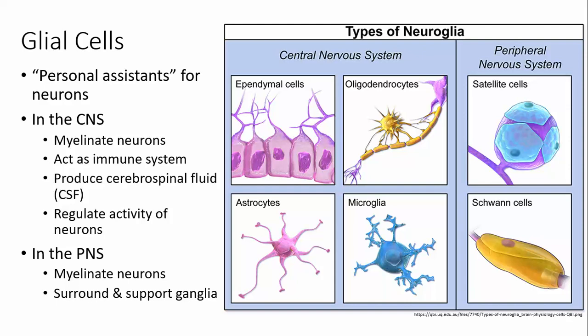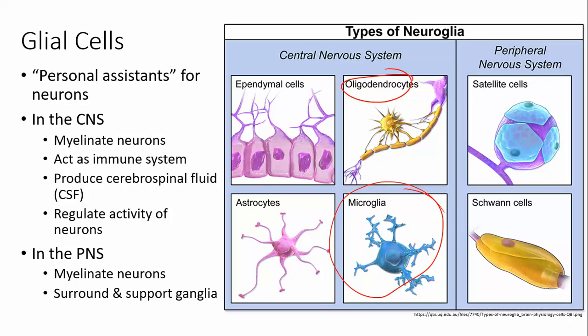In the central nervous system, they have specific tasks. For example, the oligodendrocytes shown here help to myelinate the axons, so they help speed up signal transmission. They act as an immune system, which is what these microglia do. Your brain has an extra barrier that helps prevent things from getting to it, since your brain is such an important organ. So your immune system can't even actually get into the brain. So it has its own separate immune system, which is made of these microglia.